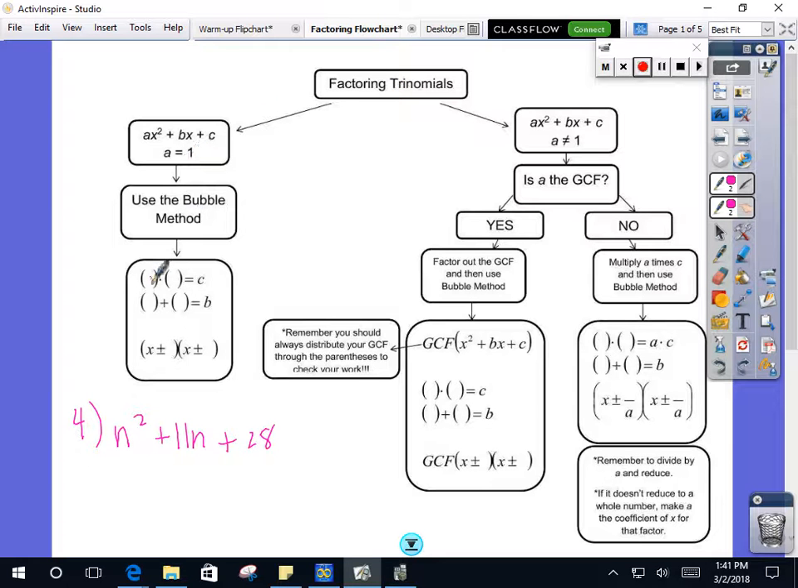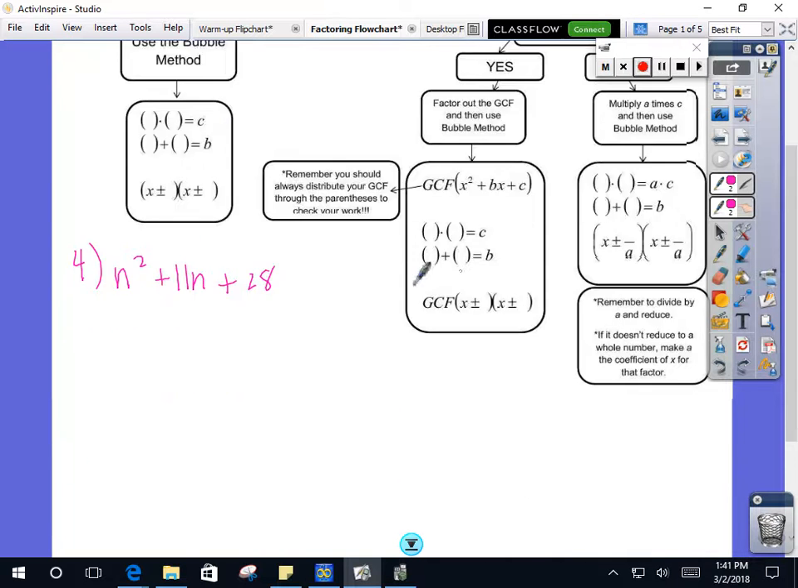We look for 2 numbers that multiply to equal the c value, which in this one is 28, and they have to add to equal the b value, which is 11. Okay, so what 2 numbers multiply to a 28 and add to an 11? Right, a positive 4 and a positive 7, and then you're done. That one had no GCF. You just went straight to multiplying to get the c and adding to get the b.